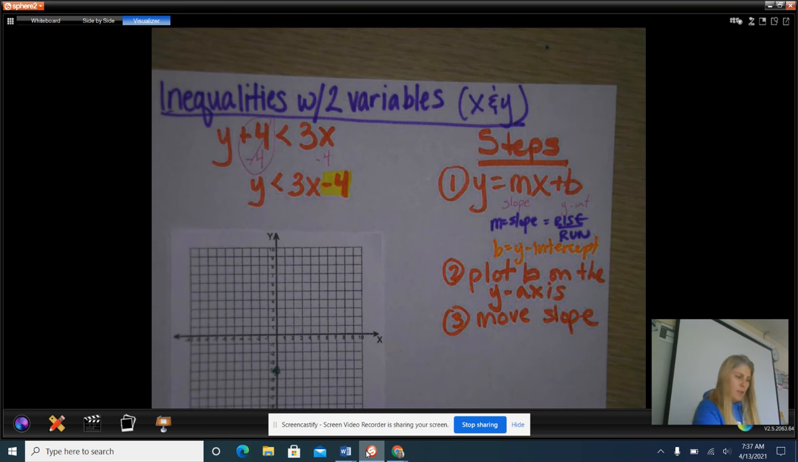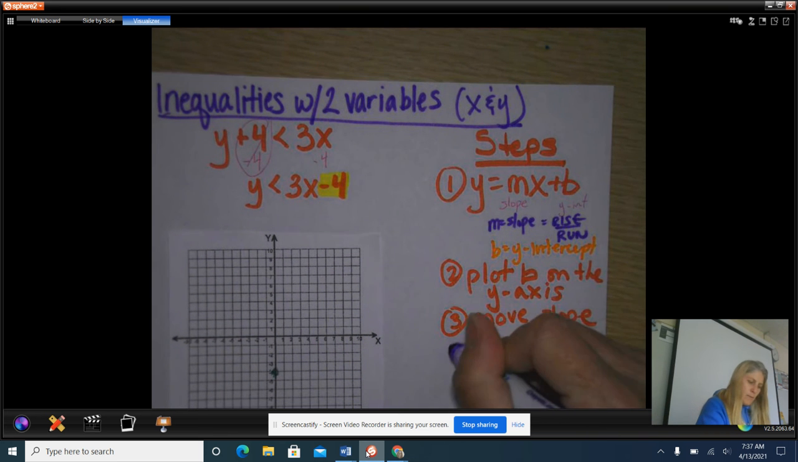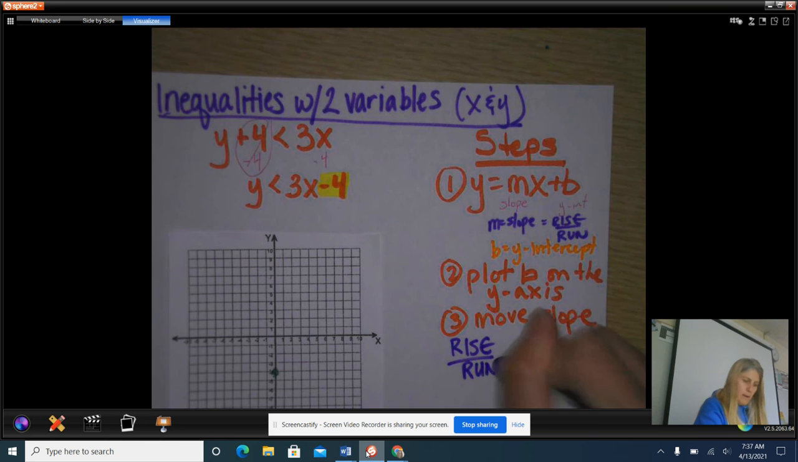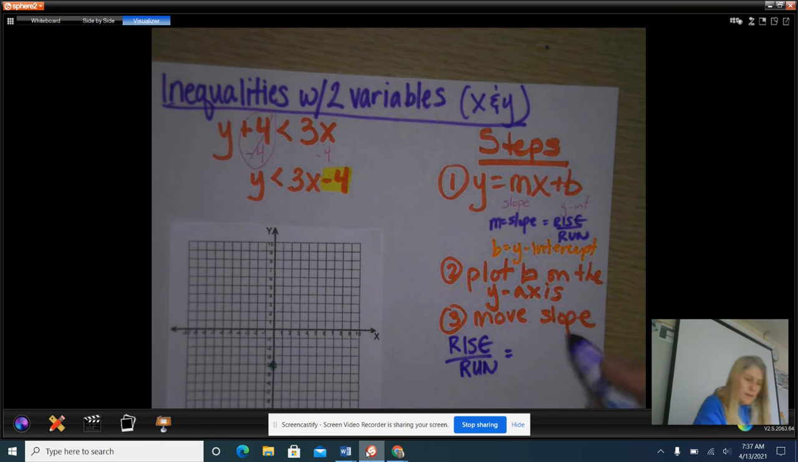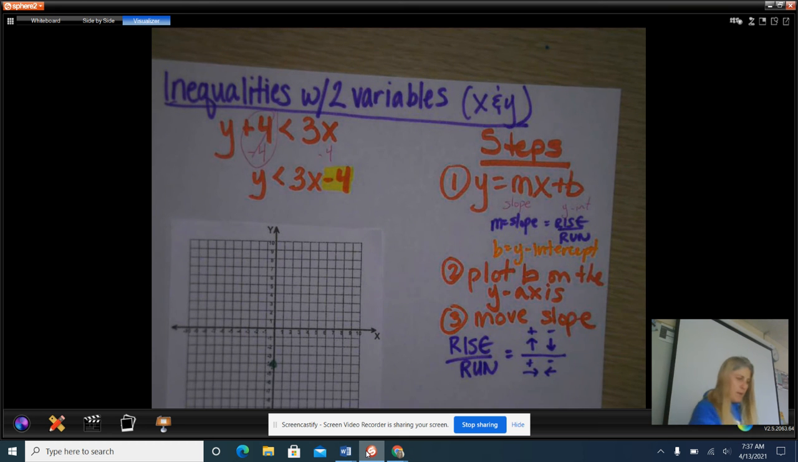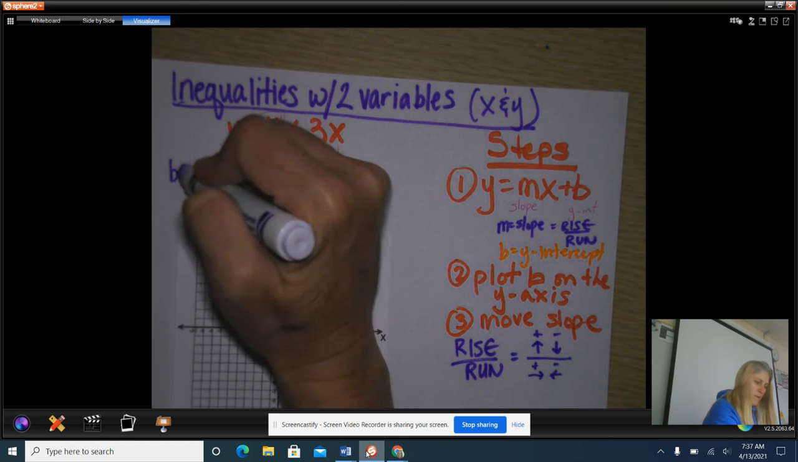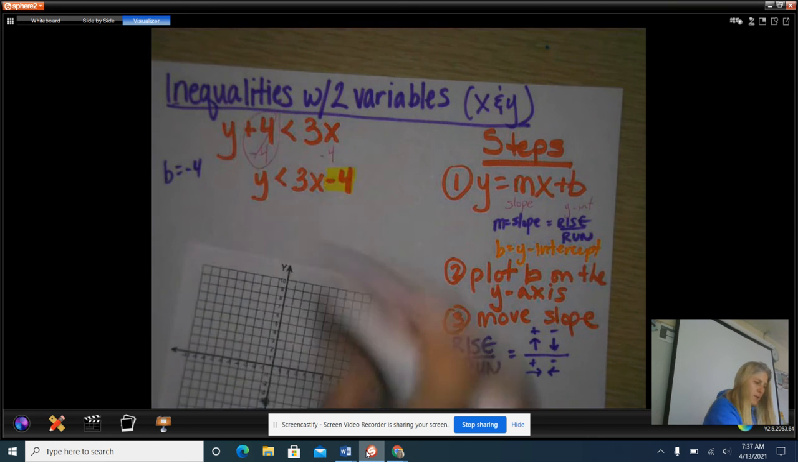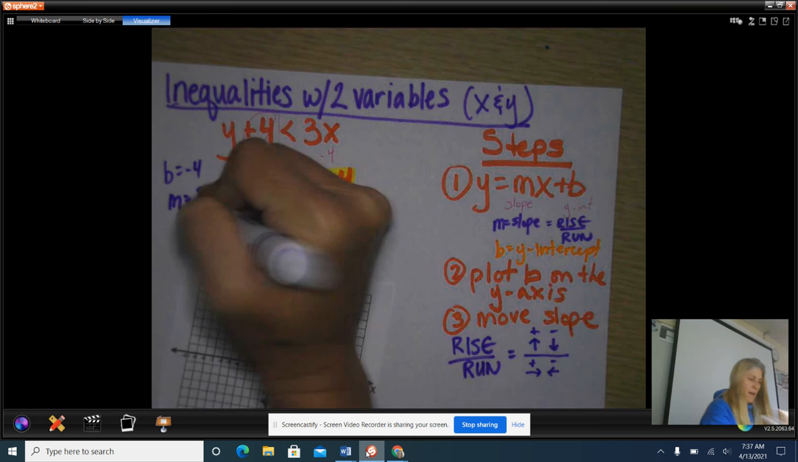Now, remember, your slope is rise over run. And if our rise is a positive number, we're going to go up. If it is a negative number, we're going to go down. If our denominator is a positive number, we're going to go to the right. If it's a negative number, we're going to go to the left. So in this case, we knew that our b was -4, and our slope is 3.